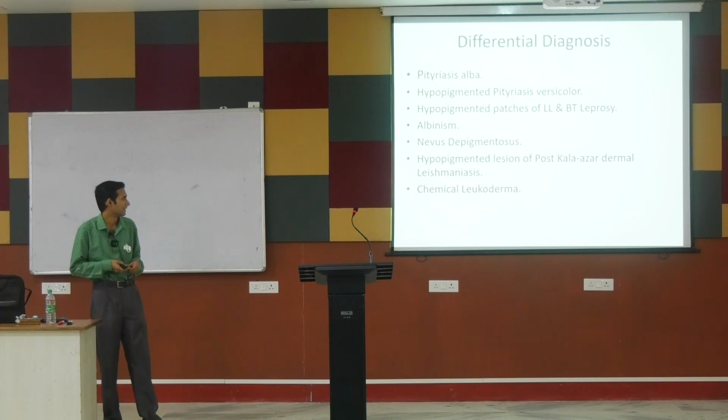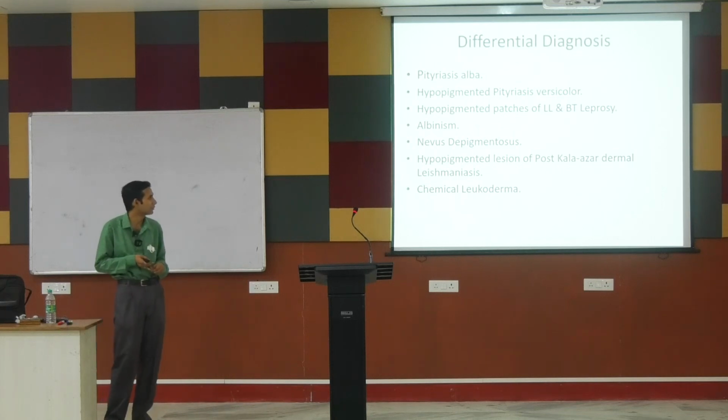This is most important. The albinism patient usually can't tolerate bright light, this is the most important thing, and it is present since birth, and it is an autosomal recessive condition. So the family history is also very much important.